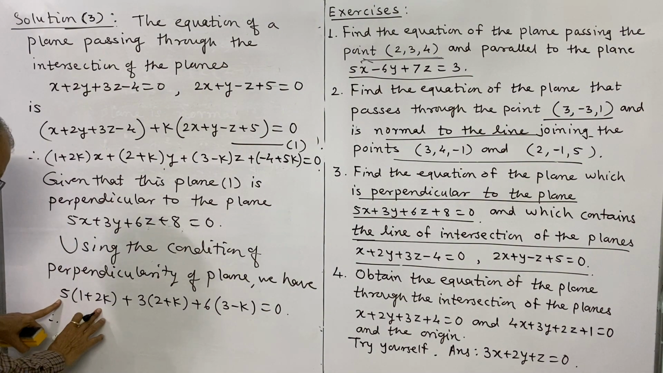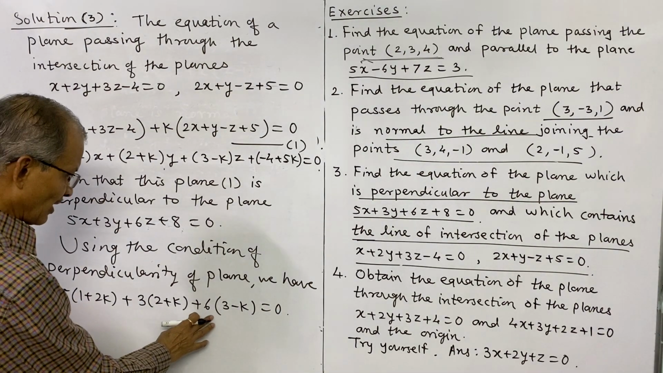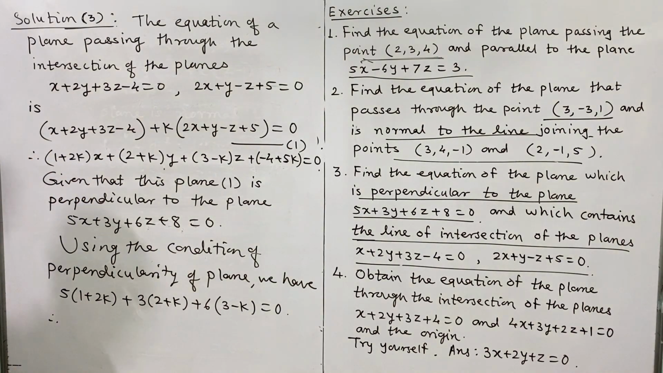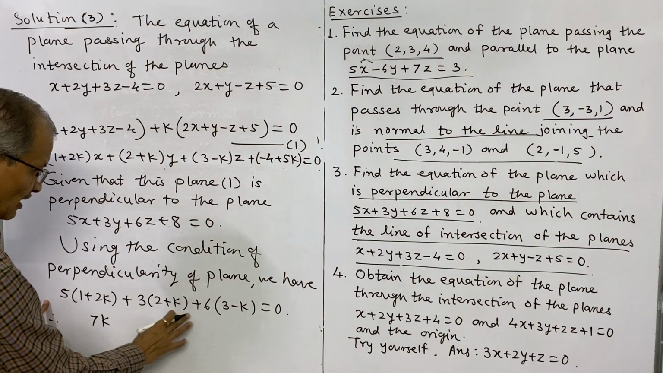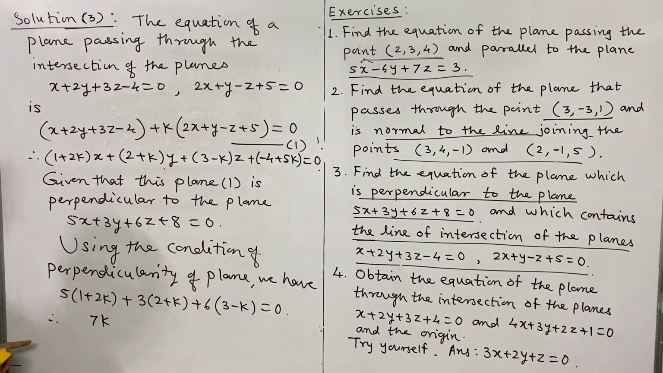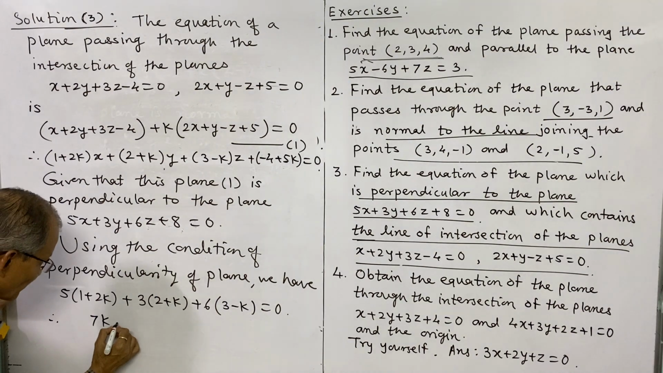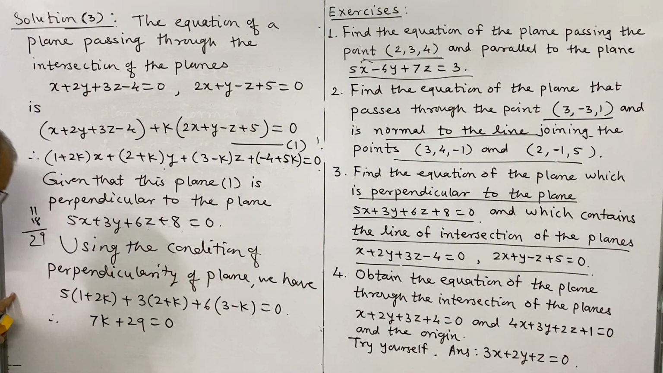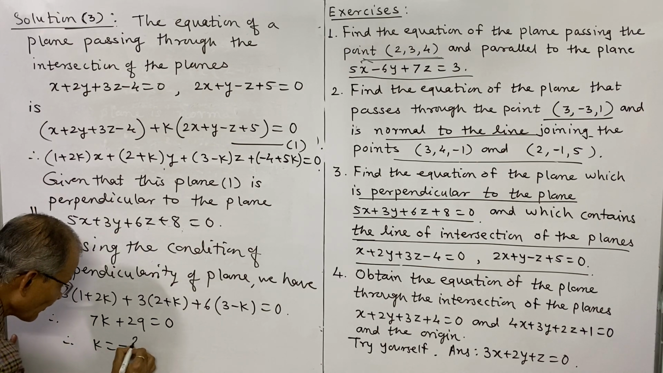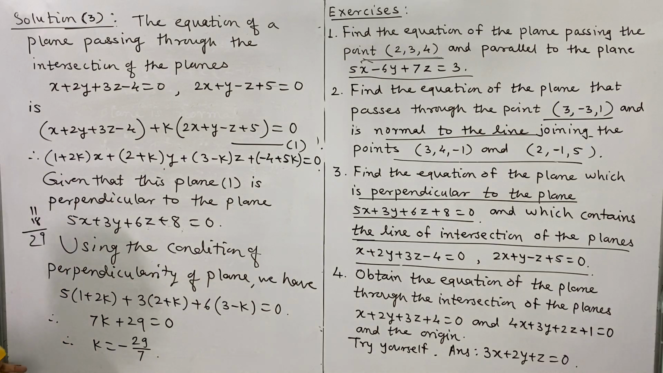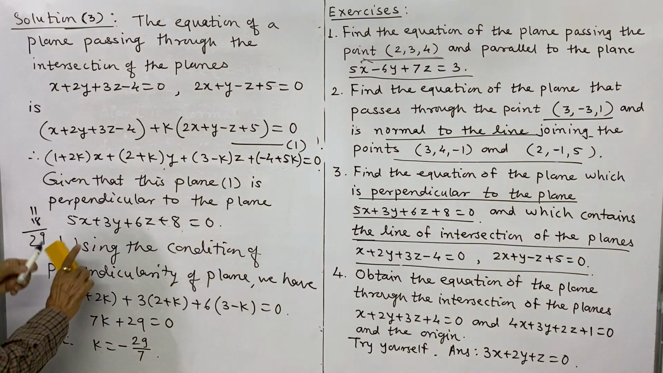Now it is 10k plus 3k, that is 13, minus 6k. 13 minus 6 is 7, so it is 7k. And what is the constant? 5 plus 6 is 11, 11 plus 18 is 29. So it is positive: 7k plus 29 is equal to 0. And thus from this, k is equal to negative 29 divided by 7. So we put this value of k in equation 1, and that gives the required equation of the plane.